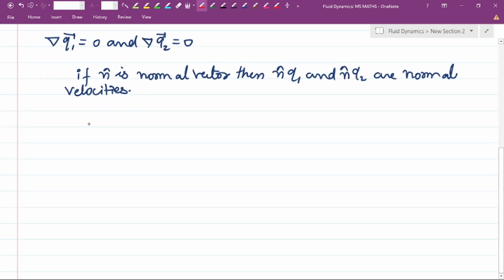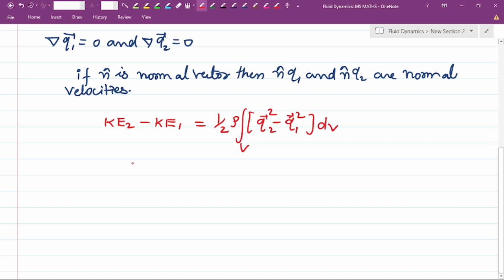So how can we prove this? If I take the difference, kinetic energy 2 minus kinetic energy 1 is equal to 1/2, taking rho outside, the integration over the volume of q2 vector minus q1 vector whole square into dv on the small volume. So it can be written as 1/2 rho integration over v of q2 minus q1 whole square.